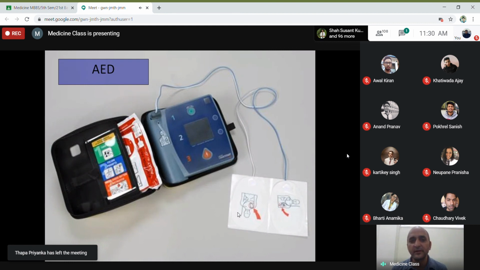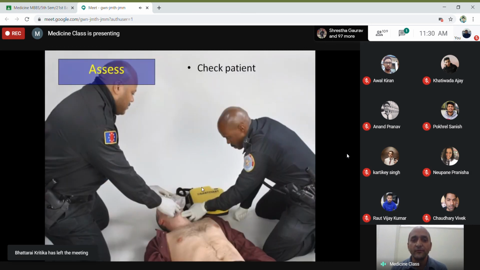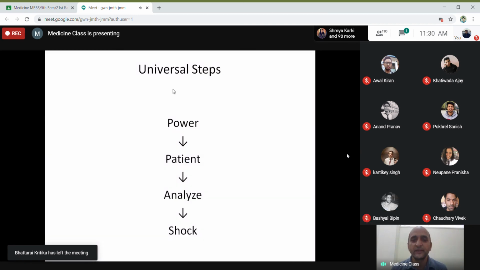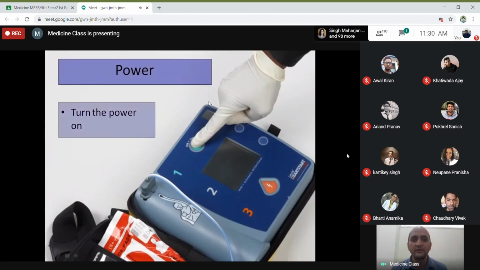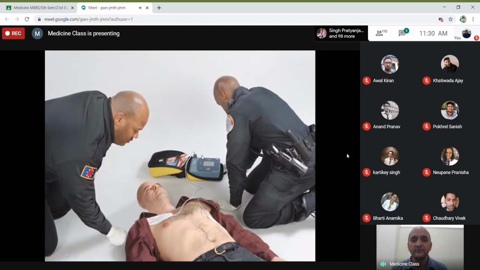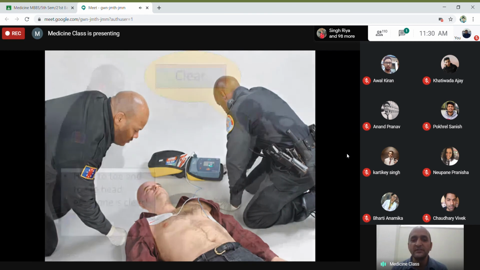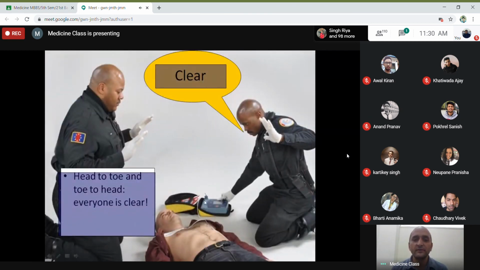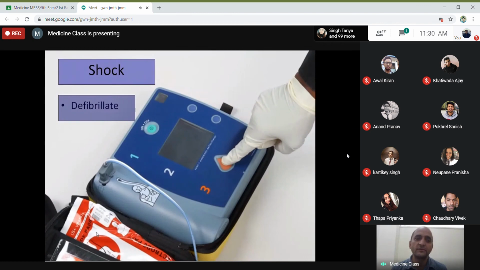Very good picture again. And there are two patches, and you can give the patch on the proper place here. Okay. First of all, you check the patient here. Yes, for AED, you check the power, you check the patient, analyze, and give the shock. This is the chain of the AED. Okay, turn the power on, first of all. Okay, then you give the patch on the proper place, apply pads to the patient here. Okay, then you check the machine here, and everything is okay. Then you go for the shock, give the shock. Okay, so this is the AED here.